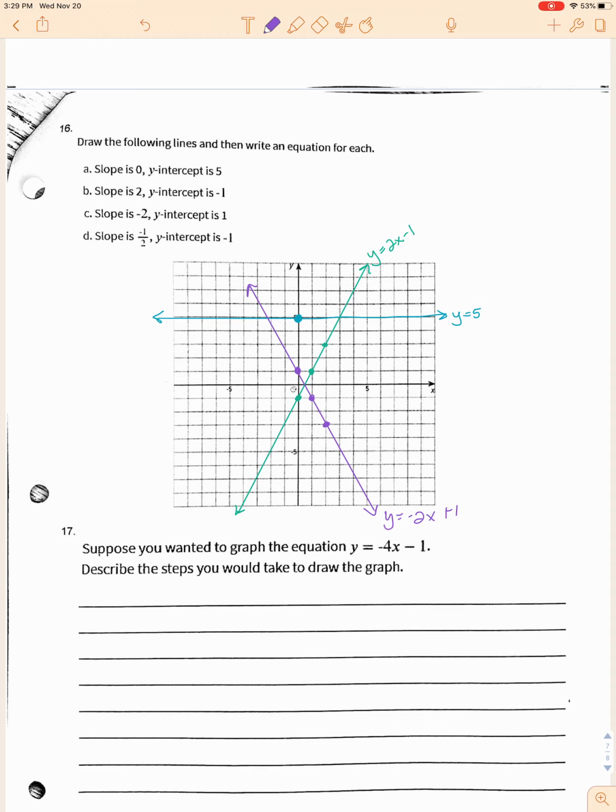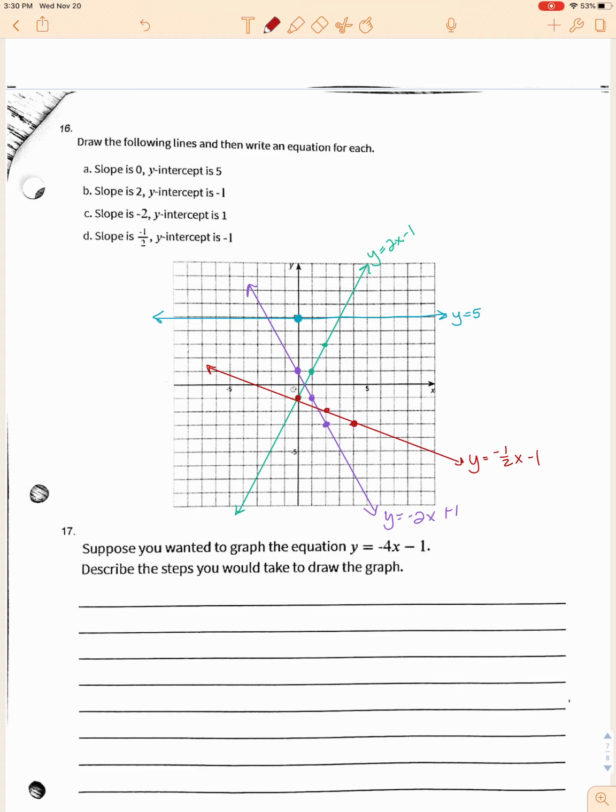And last but not least, I have a slope of 1/2, but a y-intercept of negative 1. So I start at negative 1, and I go down 1 over 2, down 1 over 2. And that's pretty close. And this is an equation y equals negative 1/2 x minus 1.